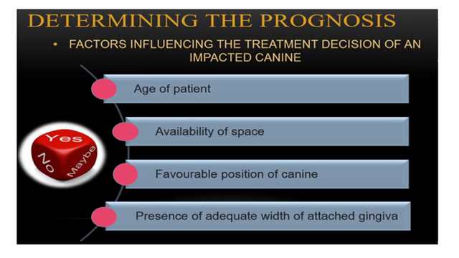Determining of the prognosis. Factors influencing the treatment decision of an impacted canine. First is the age of the patient, availability of the space, favorable position of the canine, and presence of adequate width of the attached gingiva. So, usually, when the canine is near the crest of the ridge, we will get a good prognosis.